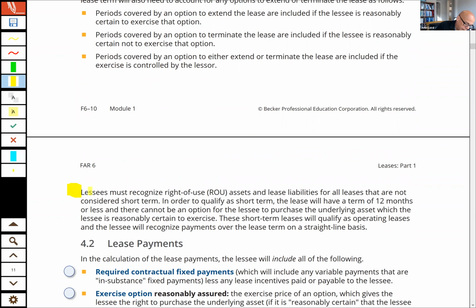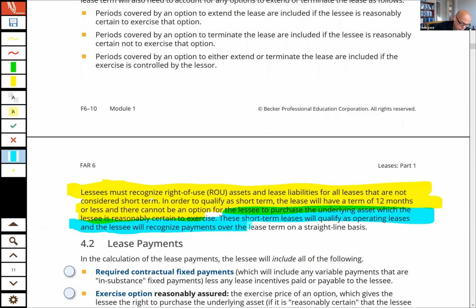So you come over and the lessee must recognize a right of use asset and lease liability for all leases that are not considered short term. In order to qualify as short term, the lease will have to have a term of 12 months or less, and there cannot be an option for the lessee to purchase the underlying asset. The short-term leases will qualify as operating leases, and the lessee will recognize payments over the term of the lease on a straight line basis.